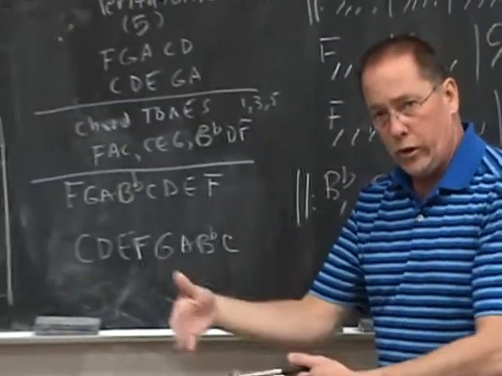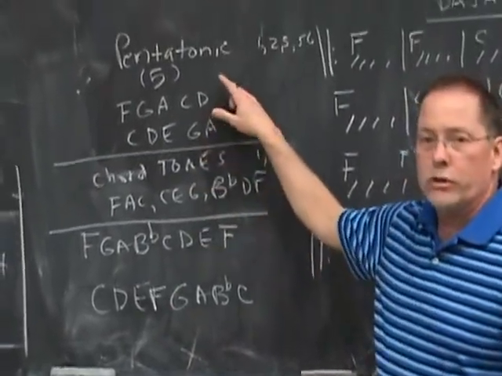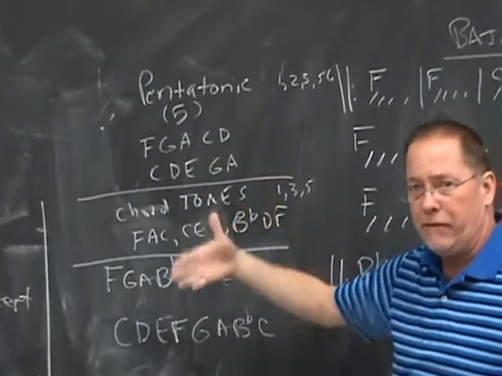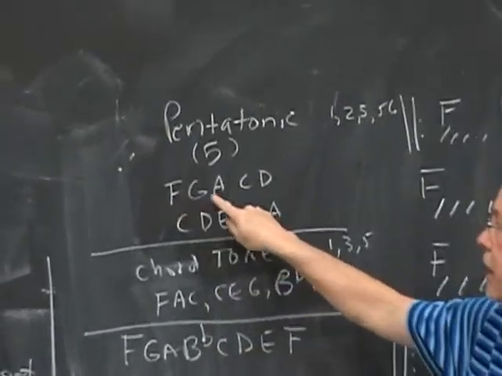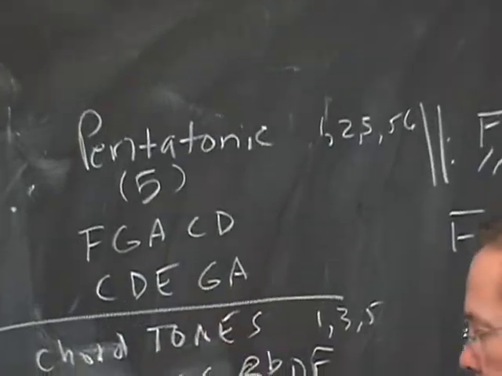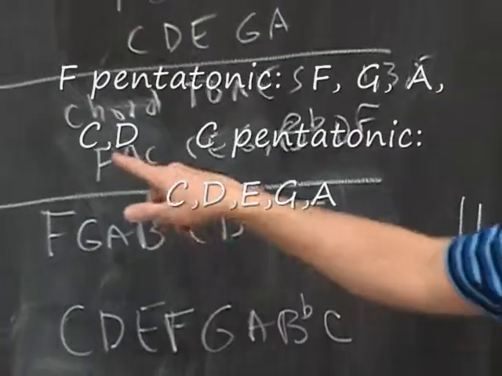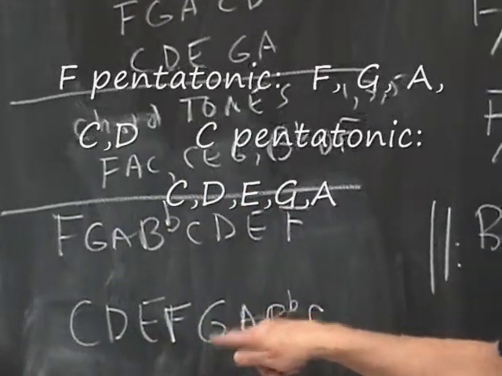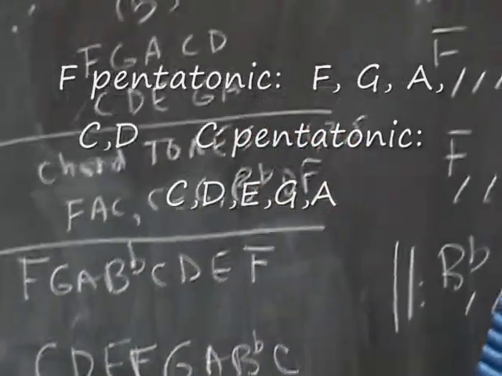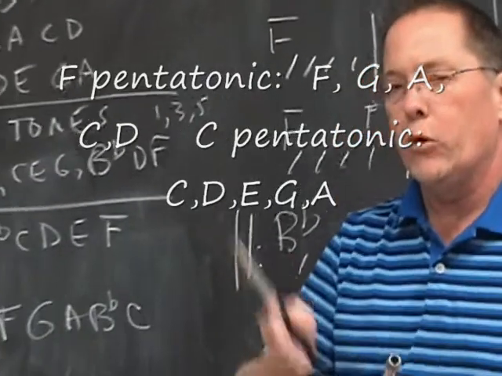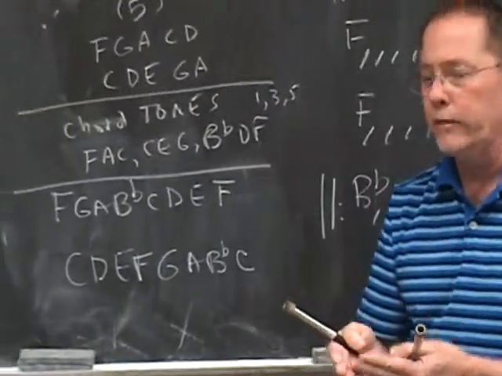If you want to get a little bit more involved, you can use what's called the pentatonic scale. Pentatonic meaning 5 notes. The first, second, third, fifth, and sixth. I did the first, second, third, fifth, and sixth on the F chord. Now if you go to the C chord, you do the first, second, third, fifth, and sixth. So it gives you some more notes to work with that are a little bit more specific to that chord.